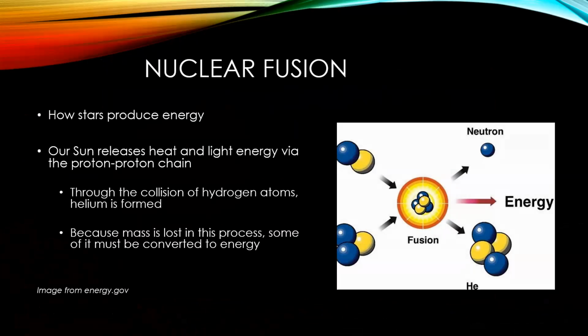Stars produce energy through a process called nuclear fusion. Our sun specifically carries out nuclear fusion when hydrogen atoms collide, eventually forming helium. Since mass is lost in this reaction, energy must be released. The diagram shows how the proton-proton chain works in our sun.